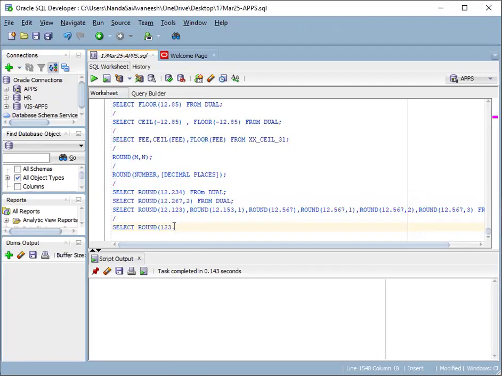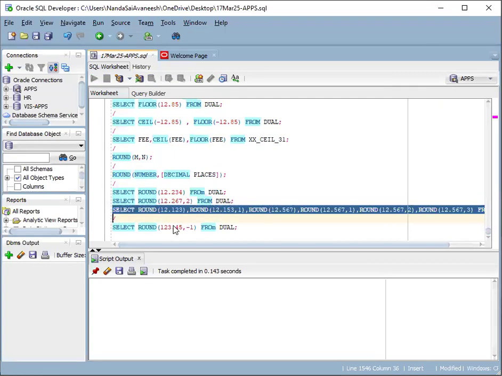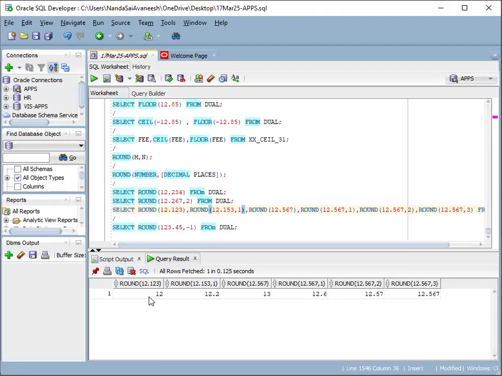Then 3.45 comma -1. So yesterday we saw the example where the n value is a positive value. Now we are seeing the n value is -1. What will happen? Here 12.123, round off 12.153 comma 1, like that we saw yesterday. These are coming as positive only. But what about the n value -1?